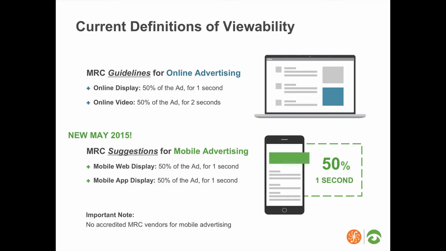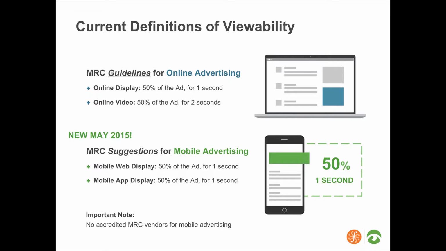In May of this year, the MRC's interim mobile guidelines were published. These are really just suggestions at this point, but they really look to create continuity with the work already done for online and desktop. The MRC published the following guidelines. For mobile web, 50% of the ad must be visible for 1 second. And for in-app inventory, the same is currently true, meaning 50% of the ad needs to be visible for 1 second. It's really important to know when talking about mobile viewability that the suggested MRC guidelines are going to change.